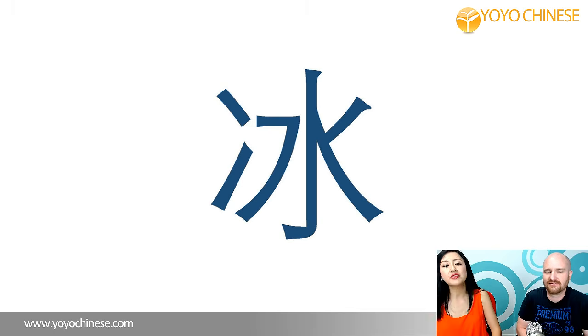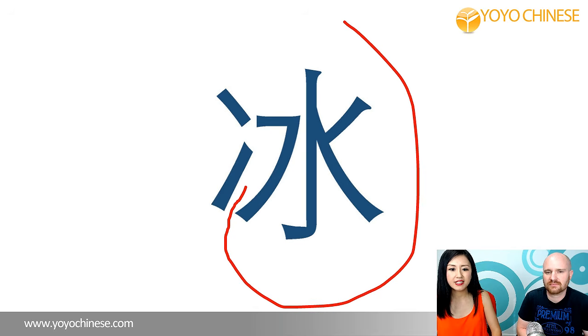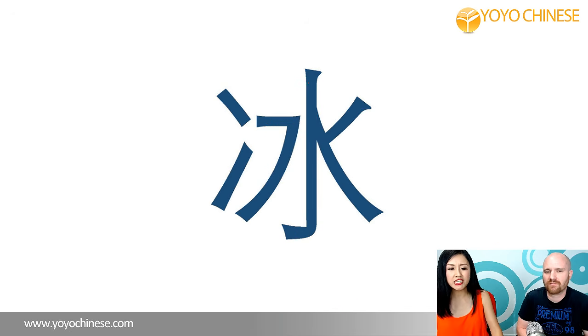Okay, so this one. We already learned the right-hand side, right? Remember? What is this again? Water. Right, everything comes together, so that's shui. What I want to teach you here is this. This is not 3 dots, right? It's only 2 dots.